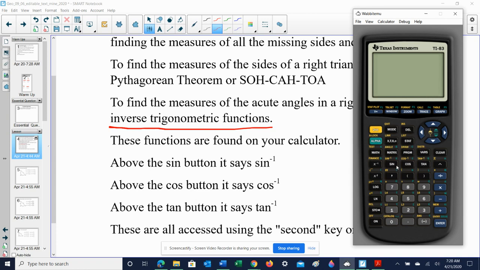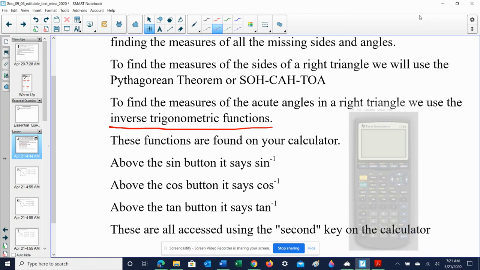Here it would be second sine to find the inverse of sine, second cosine for the inverse of cosine, and second tangent for the inverse of tangent. All right, we'll be using that in a moment, but they're all accessed using the second key on the calculator. Let's put that down for a second.